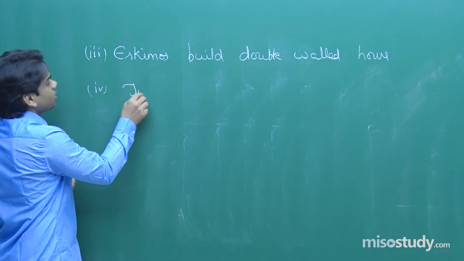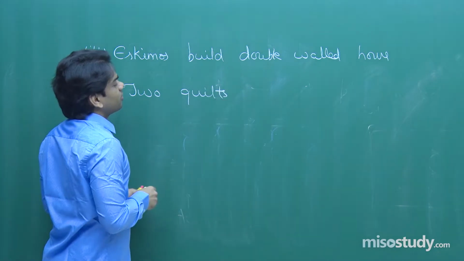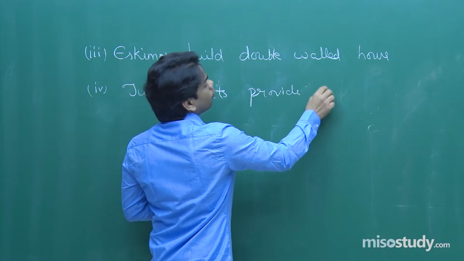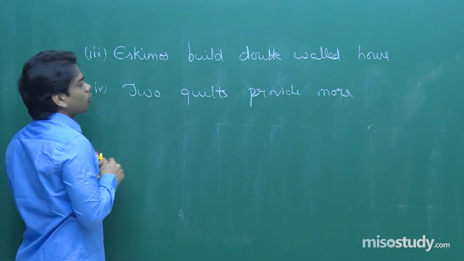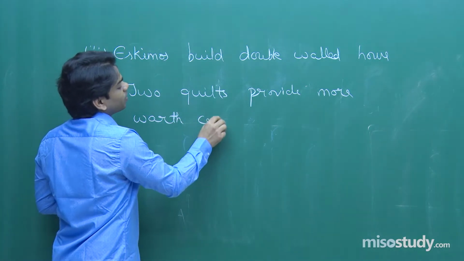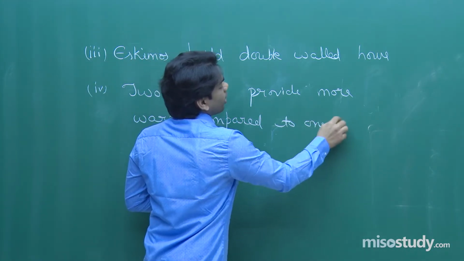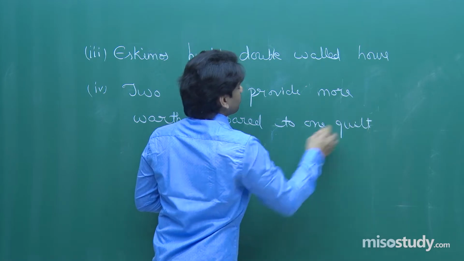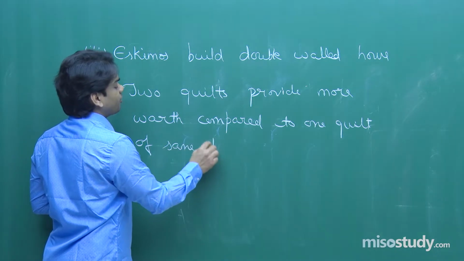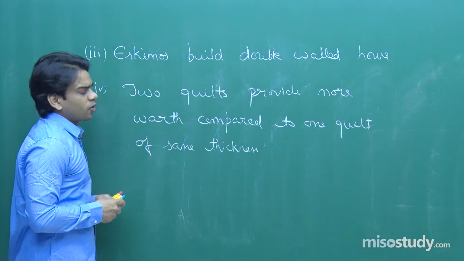So two quilts provide more warmth compared to one single quilt of the same thickness. Next, after this, you can think of more examples based upon all this.